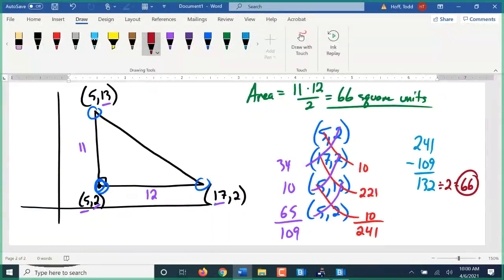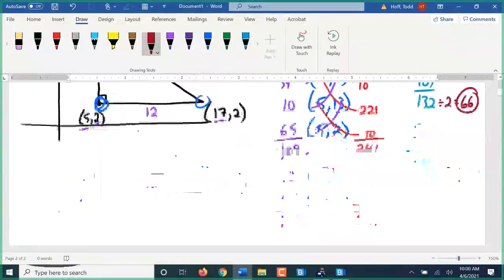Now the nice thing about the coordinate formula is we don't have to have all positive coordinates.